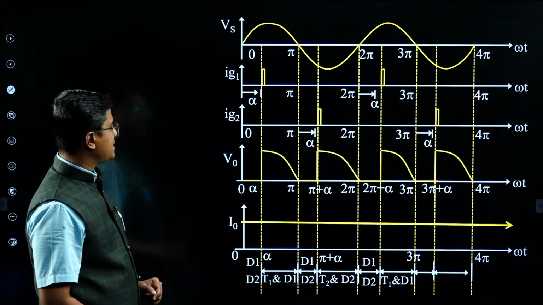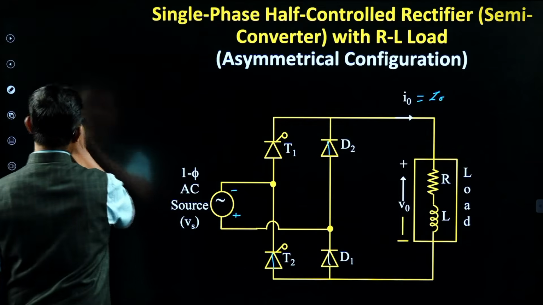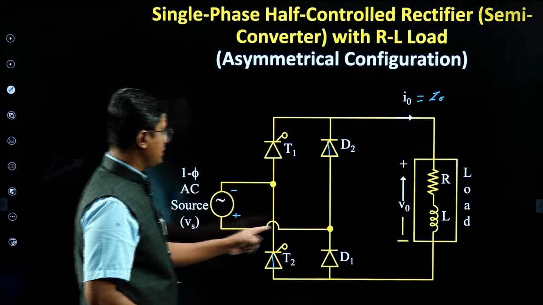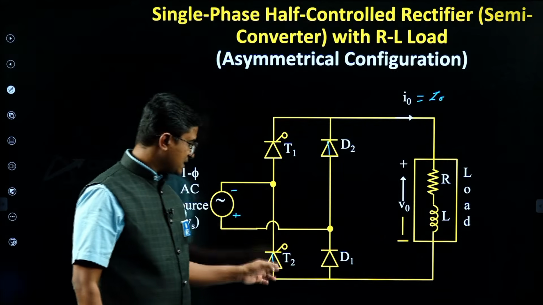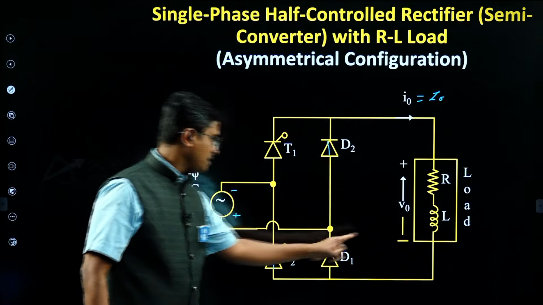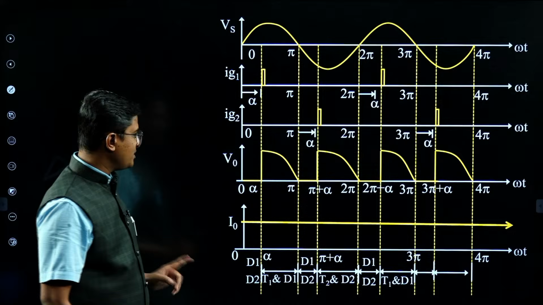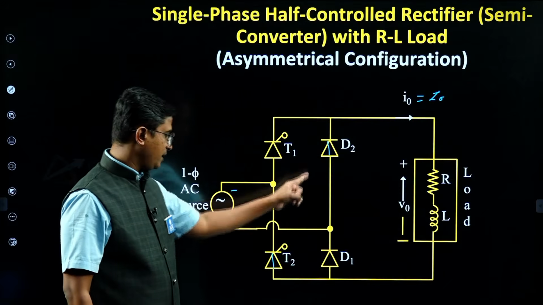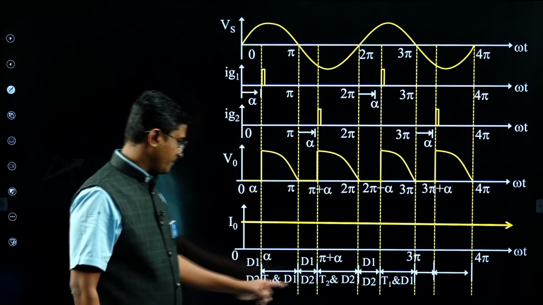No doubt. At pi plus alpha, we are triggering which thyristor? T2. When I trigger T2, my D1 will turn off. How will current flow? Vs, D2, load, T2 and back to Vs. Here which devices conduct? T2, D2. What is V0? You can check it: positive of V0 to positive of Vs, negative of V0 to negative of Vs, so V0 equals Vs, and the output voltage waveform is positive. T2 and D2 conduct. And from 2 pi to 2 pi plus alpha, again D1, D2 will conduct. Same operation.